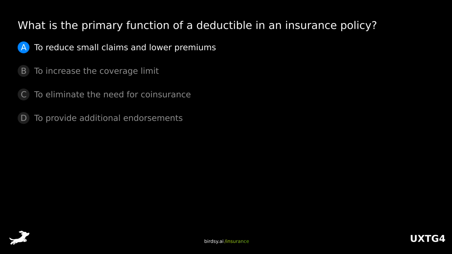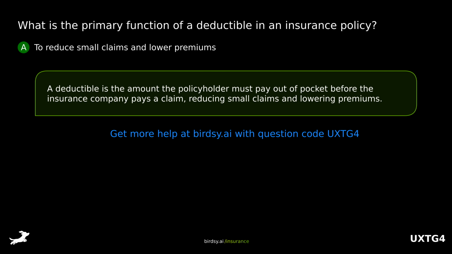What is the primary function of a deductible in an insurance policy? Is it A, to reduce small claims and lower premiums? B, to increase the coverage limit? C, to eliminate the need for coinsurance? Or D, to provide additional endorsements? The answer is A, to reduce small claims and lower premiums. A deductible is the amount the policyholder must pay out of pocket before the insurance company pays a claim, reducing small claims and lowering premiums.